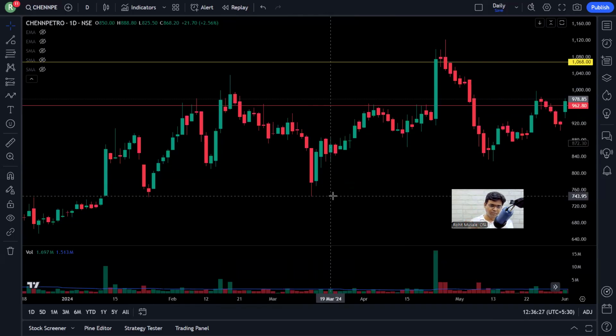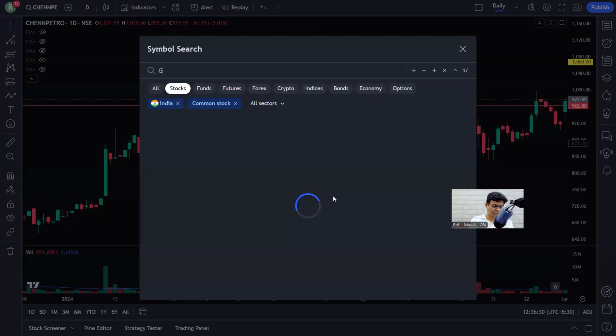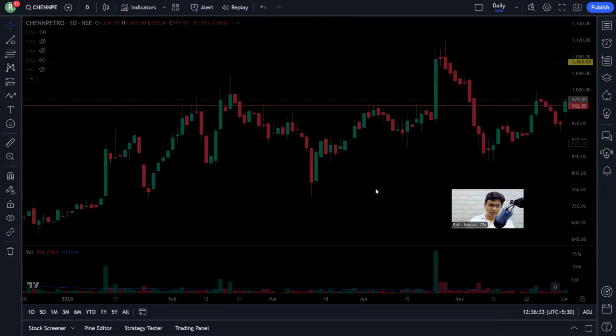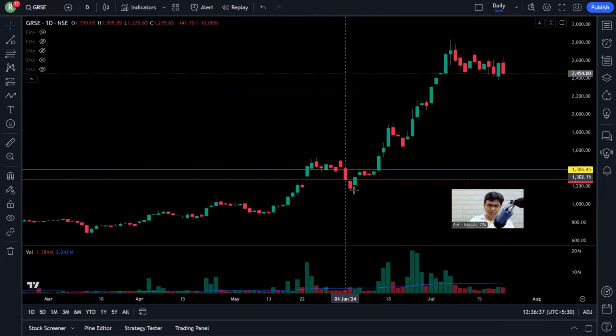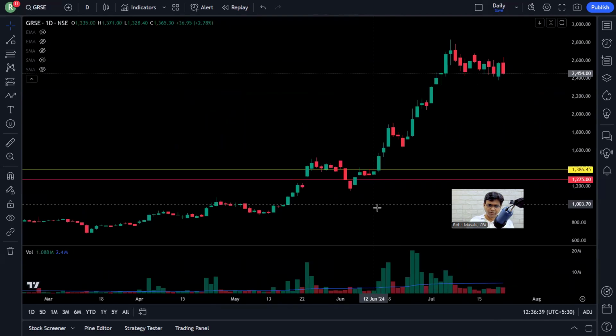The more the height of the base, the lesser is the quality of the base. If you see here, this is a high quality base. See, from here to here, the height is very small.